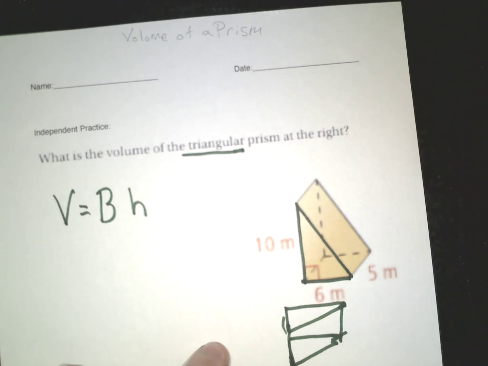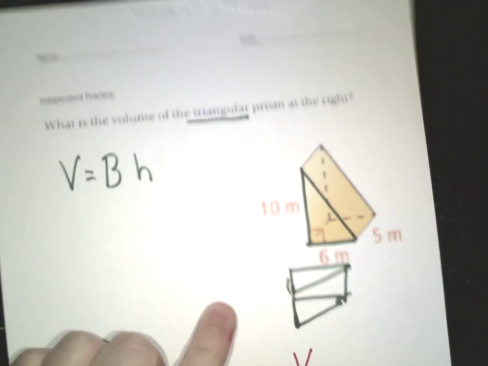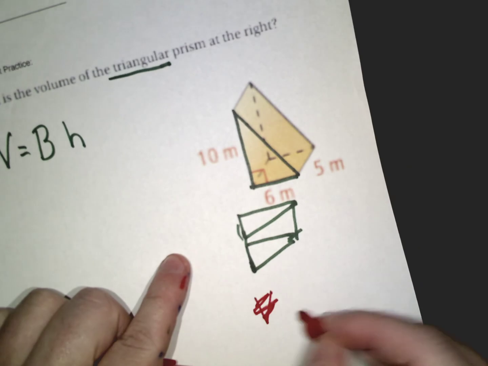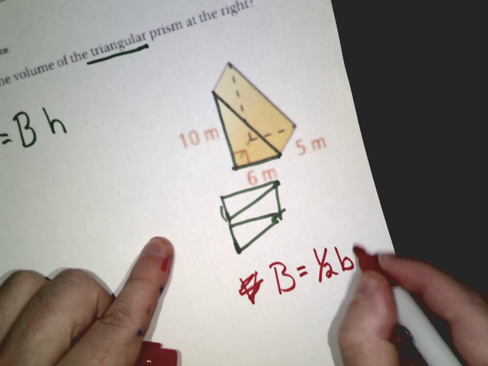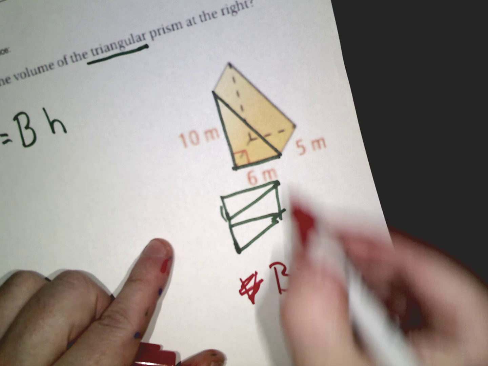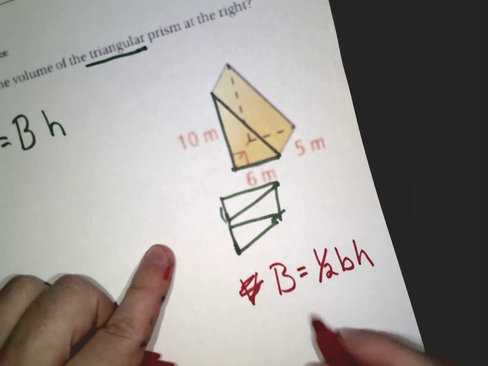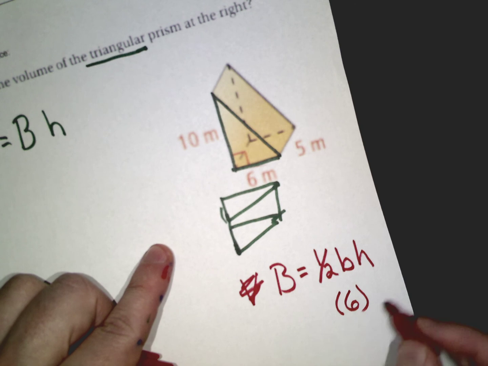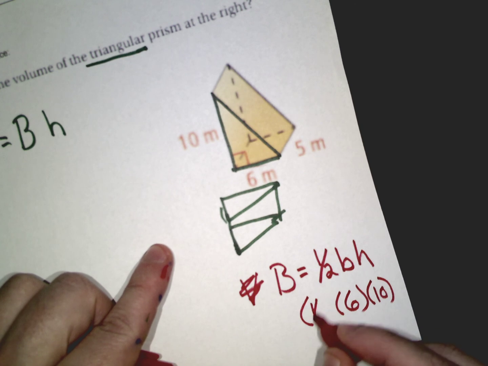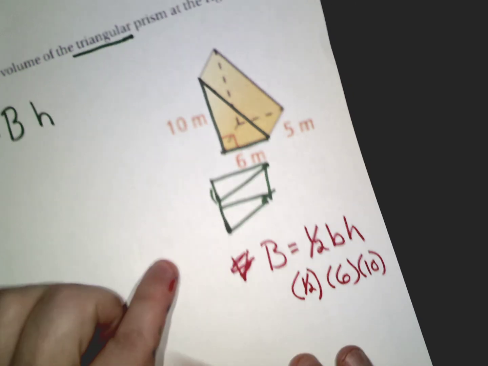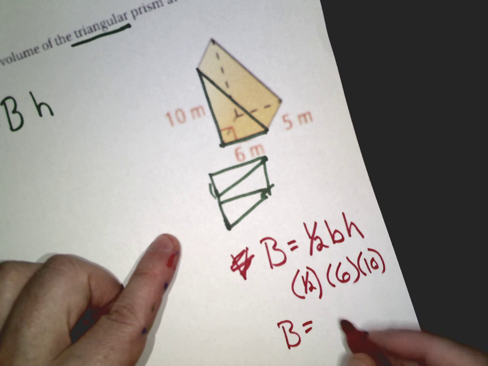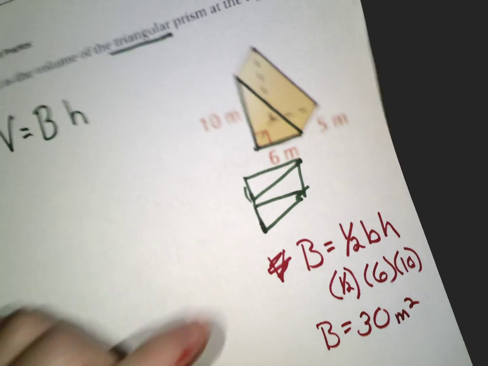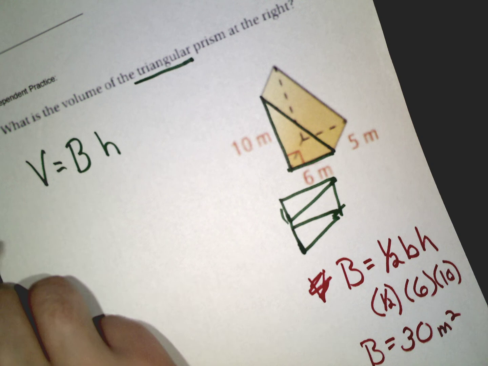As opposed to the last one where I had a rectangular prism and the big B was base times height, here it's 1/2 base times height because it's a triangle. Well, my triangle is pretty easy here. It's got a base of 6. It's got a height of 10. And you multiply it by 1/2. Now, in the interest of keeping things short, 6 times 10 is 60. 1/2 times 60 is 30. Put it in the calculator if you don't believe me. Meters squared.